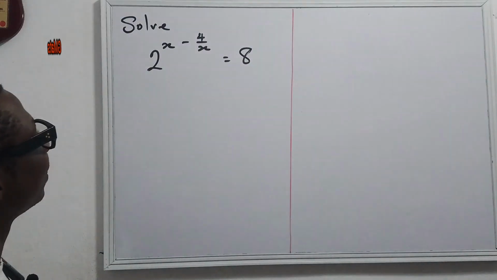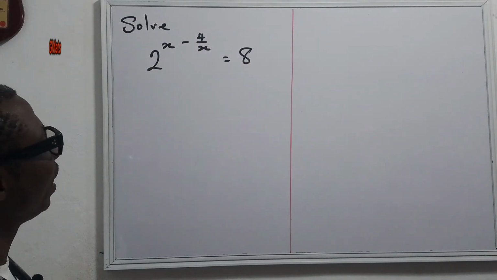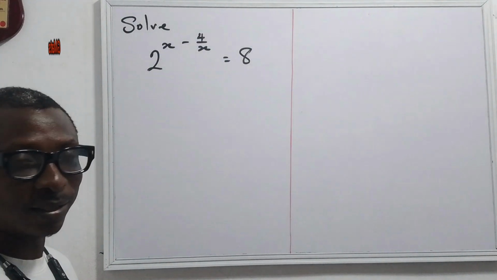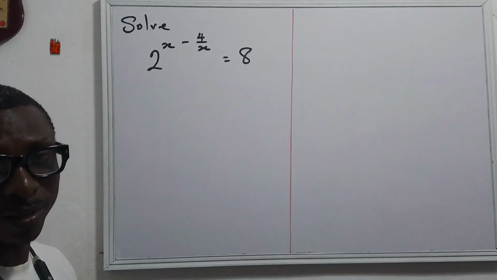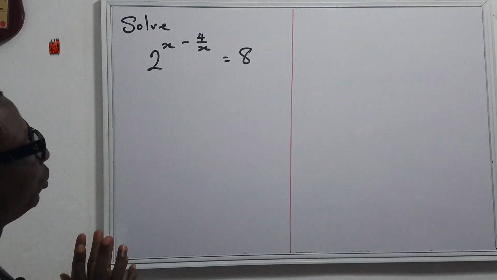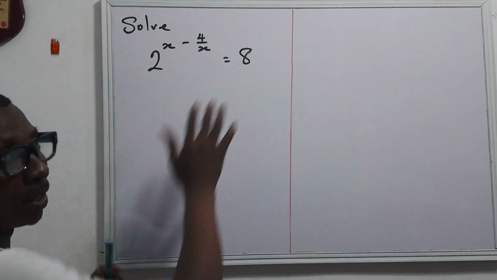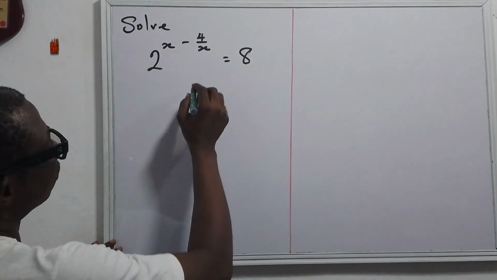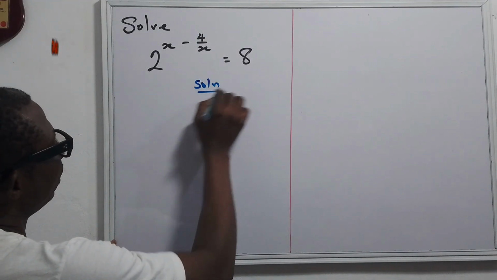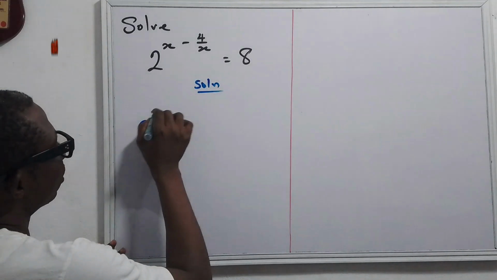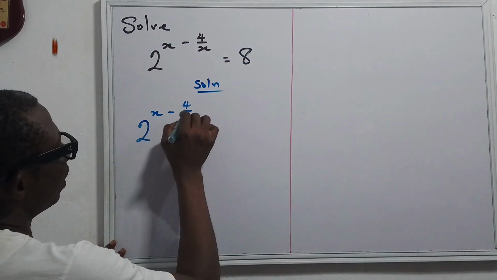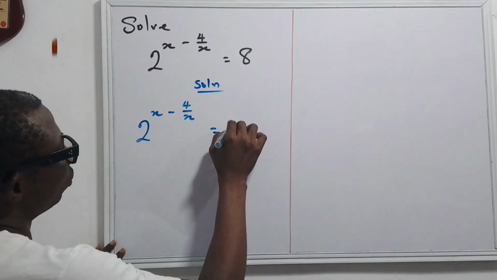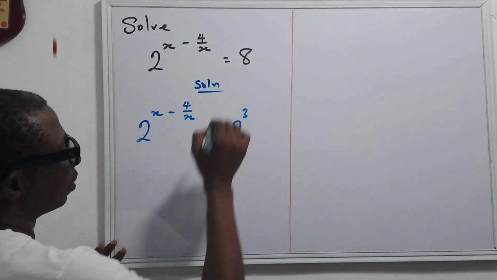The question says solve 2 raised to the power of (x minus 4 over x) equals 8. So how do you solve this? The first thing I'm going to do is to express it in index form. So this is 2 raised to the power of (x minus 4 over x) equals 2 raised to the power of 3.